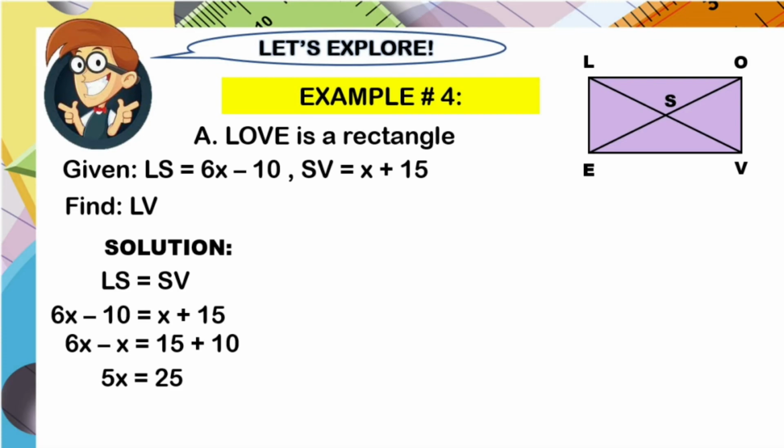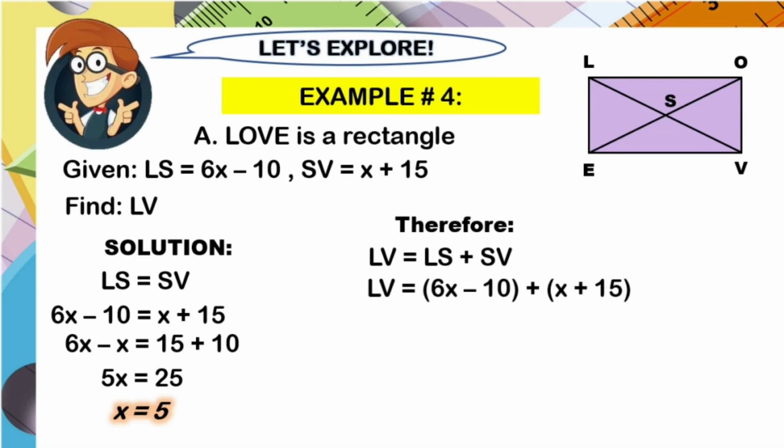Dividing both sides of the equation by 5, which is the numerical coefficient of x, we have x is equal to 5. Now, we have already acquired the value of x, which is 5. To solve for the measure of diagonal LB, we use the equation LB is equal to LS plus SB. Substituting the value of LS and SB to the equation, we have LB is equal to 6x minus 10 plus x plus 15.